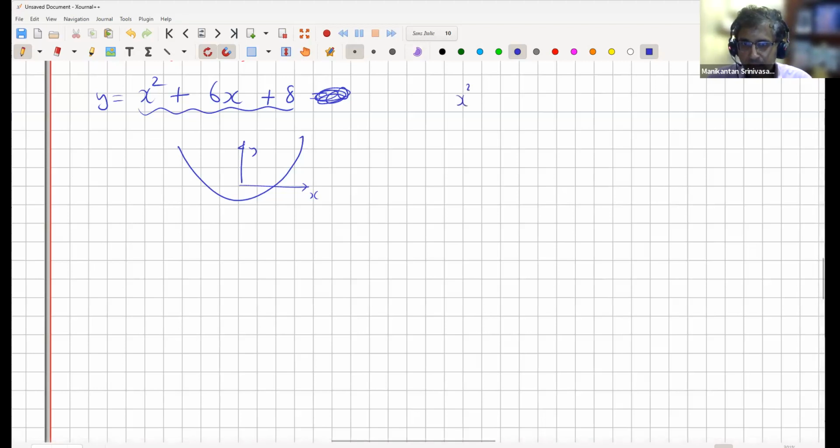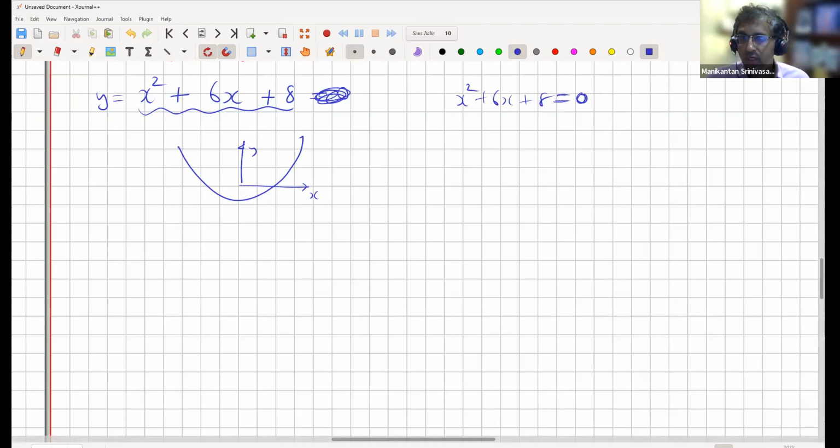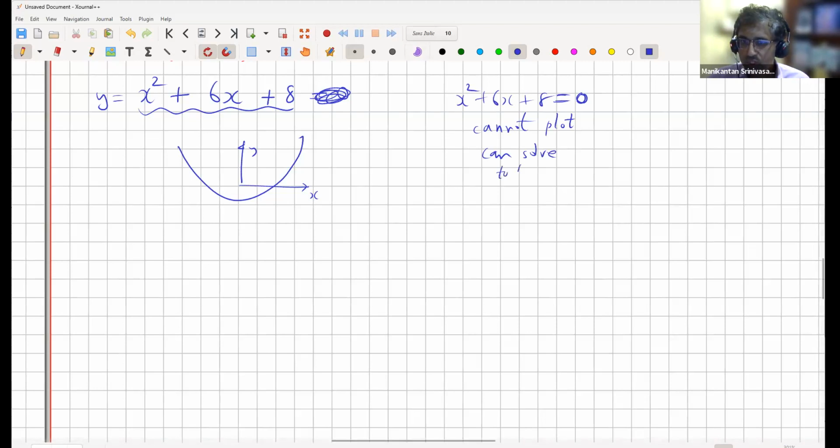Whereas if I have x square plus 6x plus 8 equal to 0, there's no function. You cannot plot this. It's meaningless. You can only solve this. So solving means finding what values of x will make this equality come true. That's what solving is. So you can solve to find roots or solutions. They mean the same thing, right? Or sometimes people say zeros. Roots, solutions, zeros, they all mean the same thing, right?